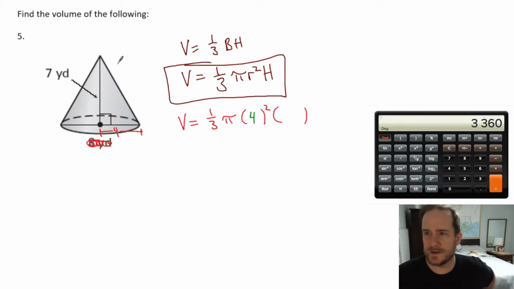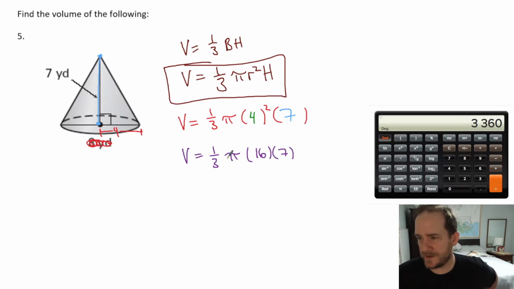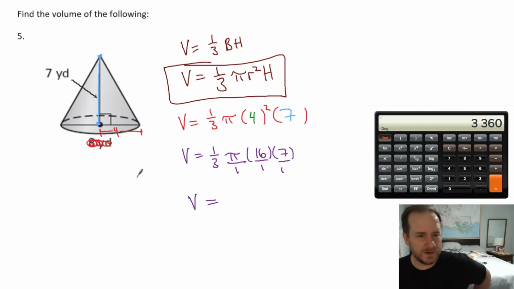And for the height, well, the height is going to be that distance from the top down to the bottom. So that's going to be 7. Plug that in. Notice this time we can't take a third of anything. So we got a third times pi times a 16 times a 7. Well, if you can't take a third of anything, then just leave that 3 in the denominator. Go ahead and multiply the numerators, 16 times 7. I can do that in my head, but I'm not gonna. 16 times 7, 112. Told ya.